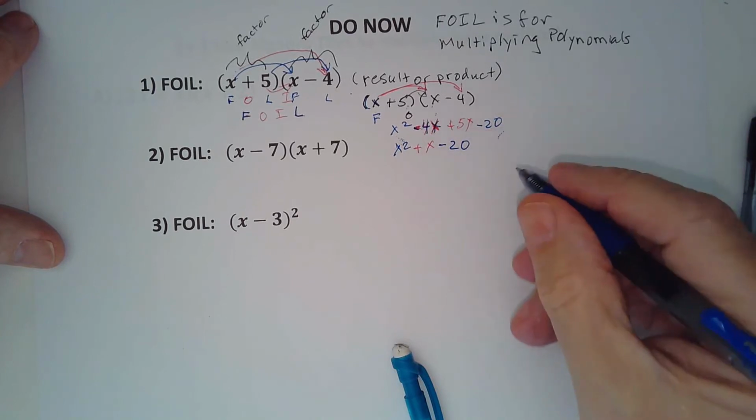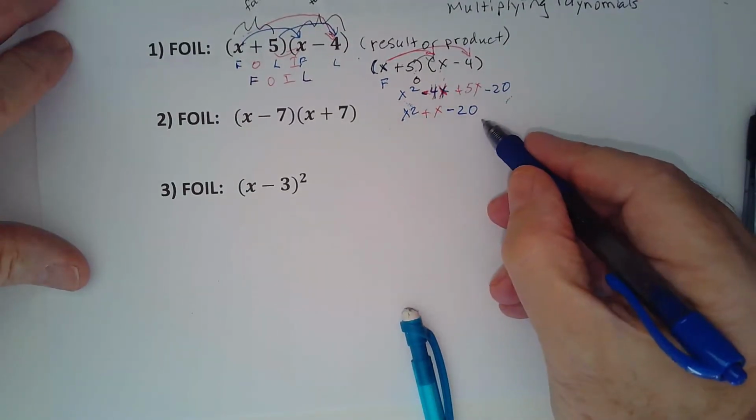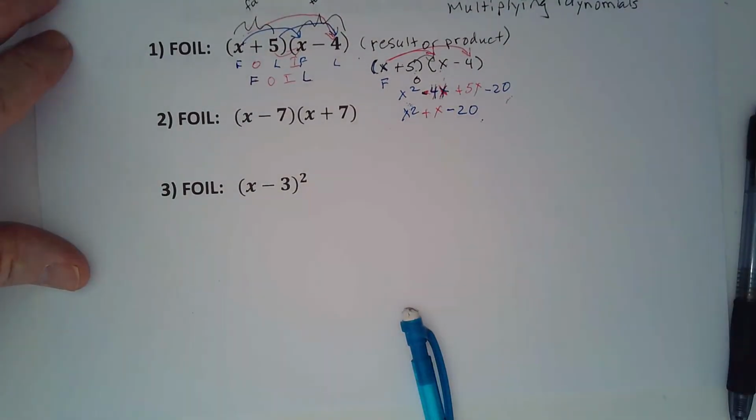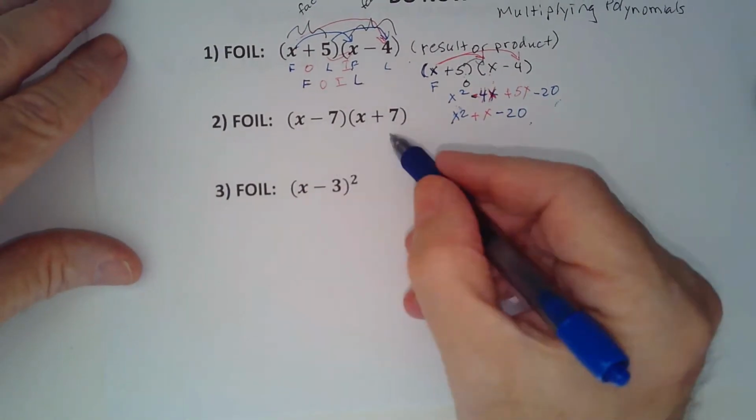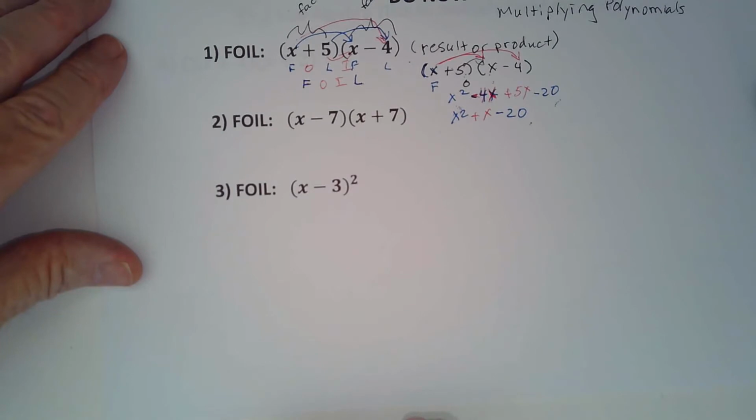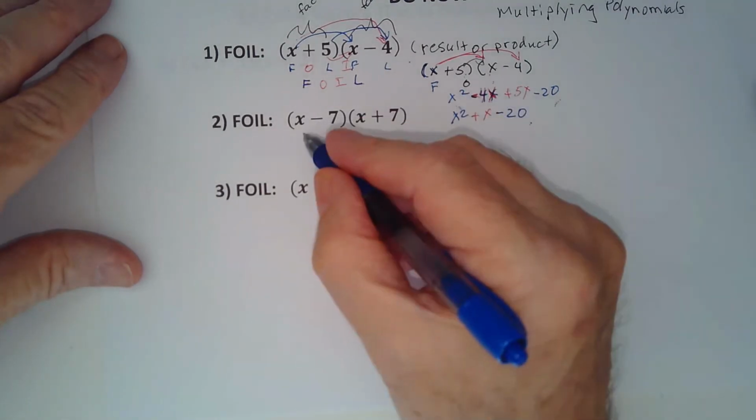All right. So this is a trinomial. Now you can reverse this process, and we're going to do that when we factor, but we are not going to do that now. Let's do this next one over here, and again we'll use FOIL.